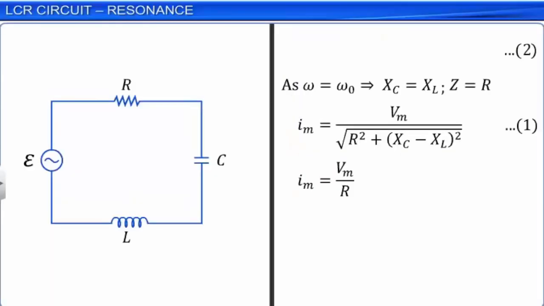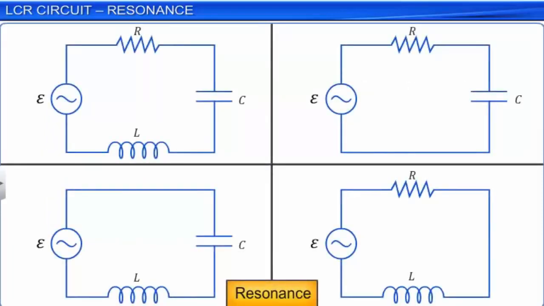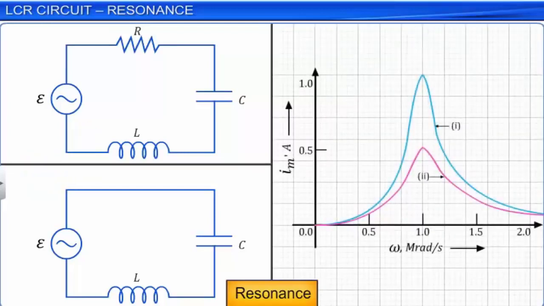Resonance is possible only in a circuit which has both capacitive and inductive components, as the condition Xc is equal to XL needs to be satisfied. Thus, resonance can be observed in a series LCR circuit or in a series LC circuit, and cannot be observed in RC or RL circuits. This can also be observed from the graph of Im plotted against omega, with Im on the y-axis and omega on the x-axis.